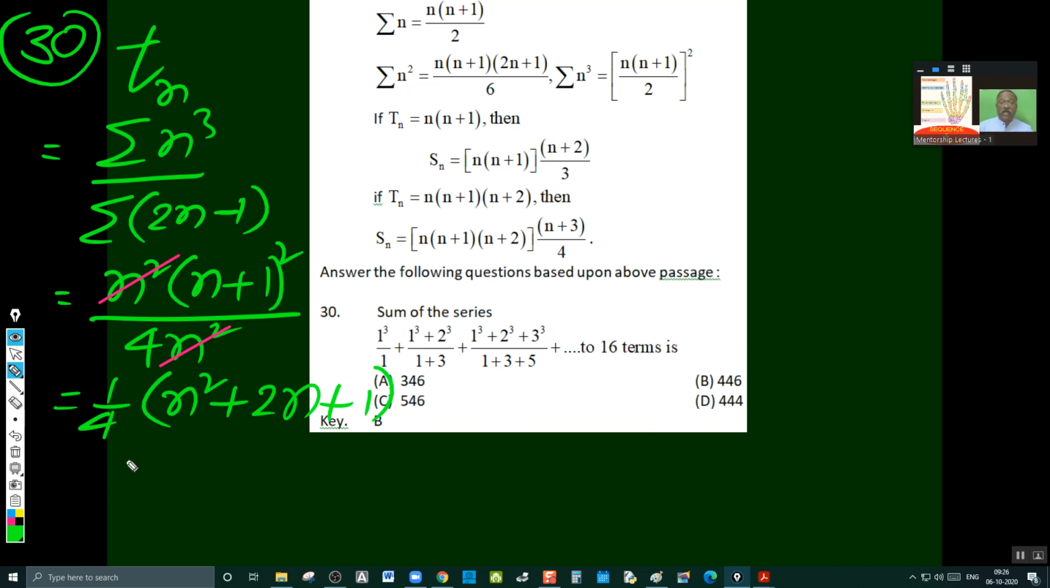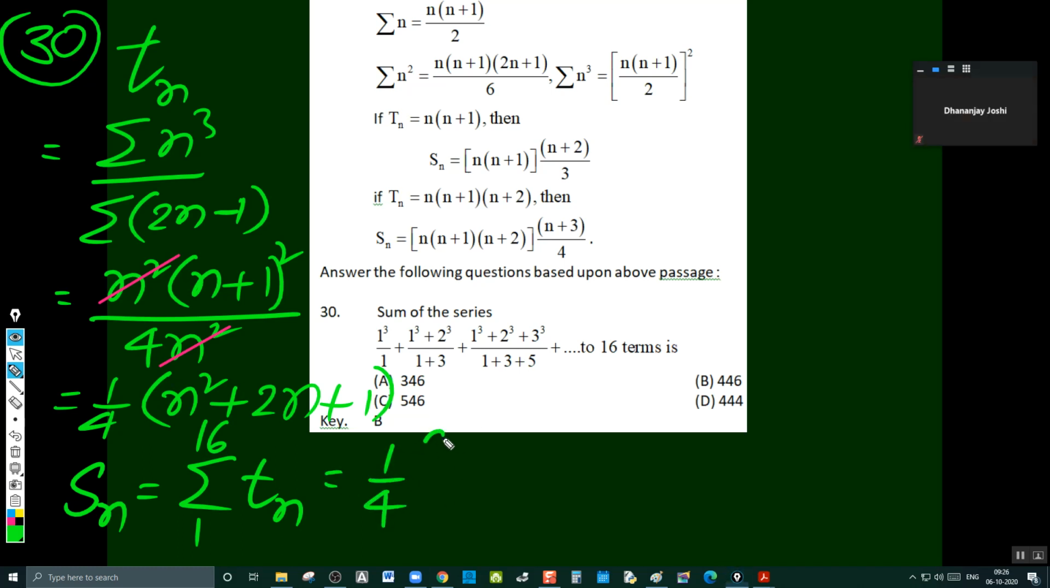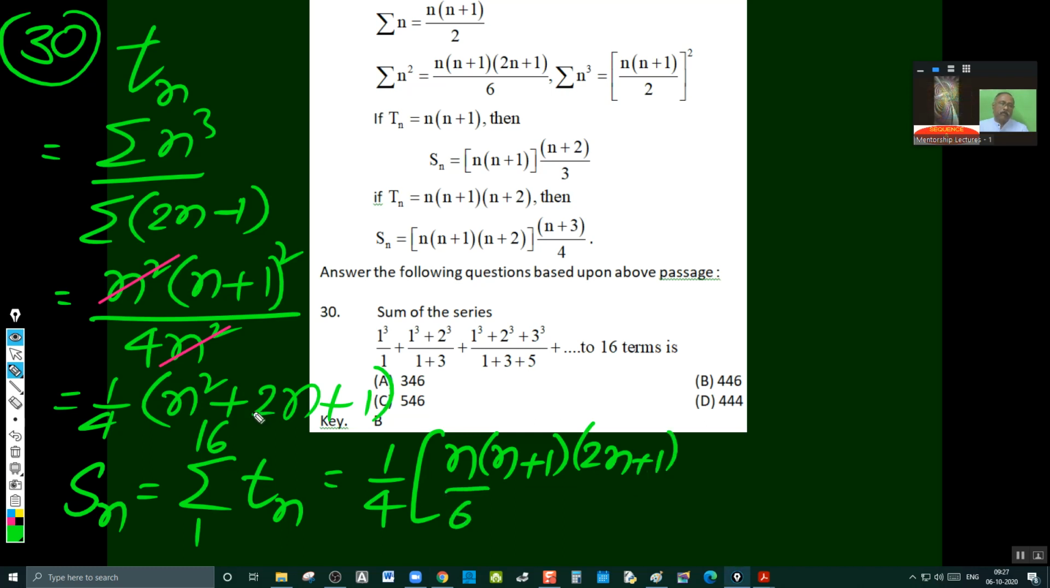If you want the sum to 16 terms of that series, you have to find out Sn there. Sigma Tn, n runs from 1 to 16. Sigma Tn, I'm writing that directly. You will understand. 1/4, take it out. Sigma n square into n into n plus 1 into 2n plus 1 upon 6, plus 2 sigma n into n plus 1, plus n sigma 1.